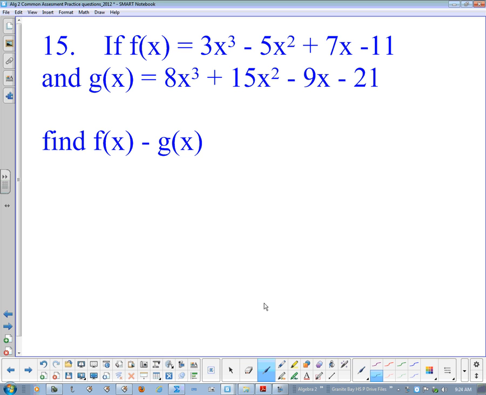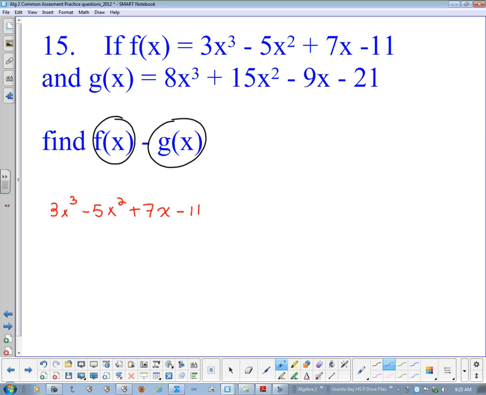So this is the final review, number 15. You'll notice here we are going to take f of x and subtract g of x. Make sure that you write that out. f of x is 3x cubed minus 5x squared plus 7x minus 11. So there's your entire f of x. Now we're going to do minus the g of x.